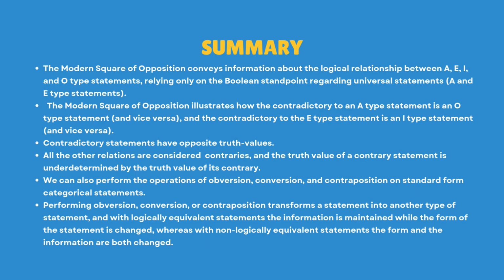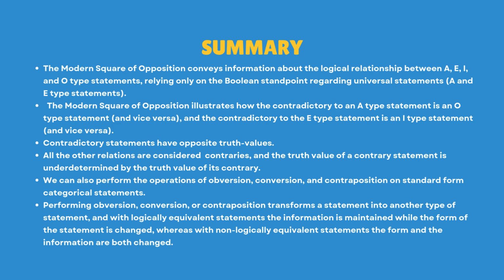The modern square of opposition conveys information about the logical relationship between A, E, I, and O type statements, relying only on the Boolean standpoint regarding universal statements, A and E type statements. The modern square of opposition illustrates how the contradictory to an A-type statement is an O-type statement and vice versa, and the contradictory to the E-type statement is an I-type statement and vice versa. Contradictory statements have opposite truth values. All the other relations are considered contraries, and the truth value of a contrary statement is underdetermined by the truth value of its contrary.